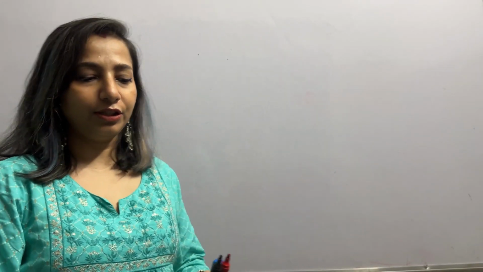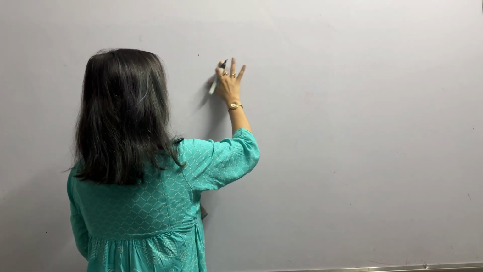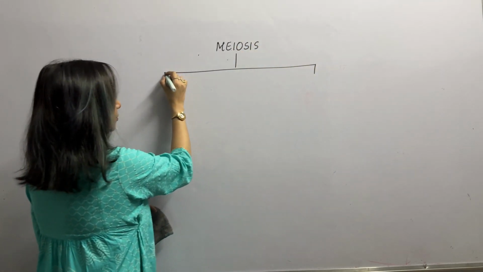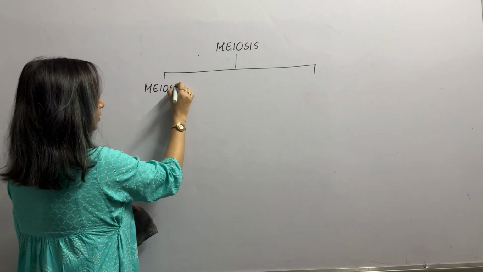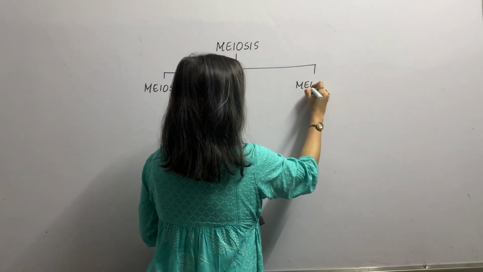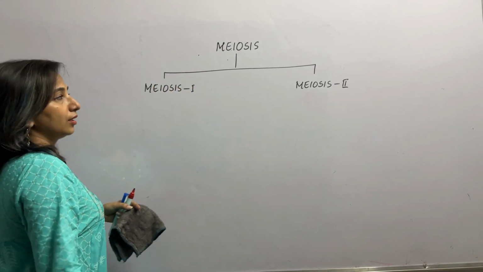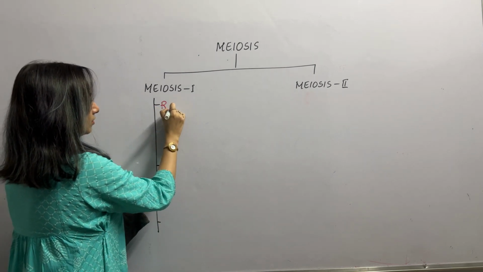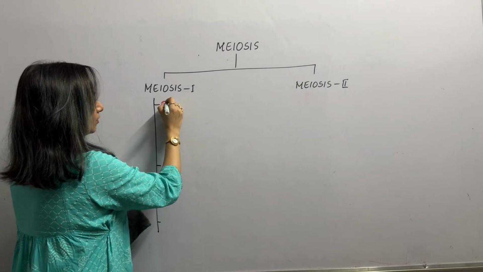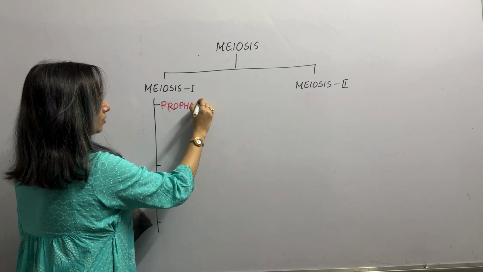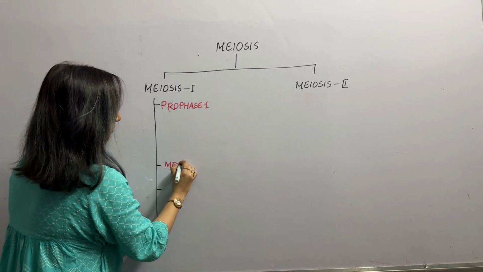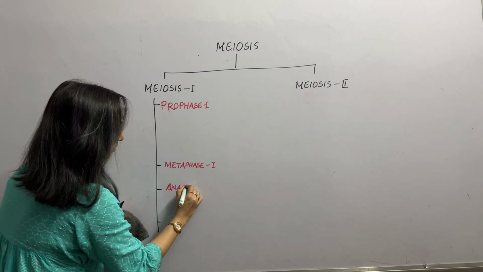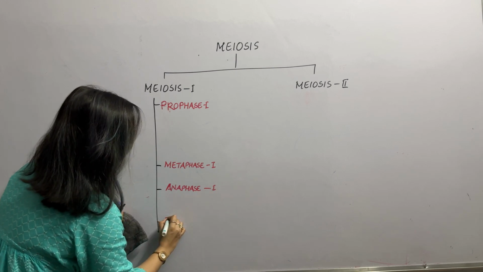So let us first have a word diagram, a schematic diagram. Meiosis is divided broadly into 2 major phases. One is meiosis 1, and the second is meiosis 2. Now meiosis 1 is further divided into some important subphases. These are prophase 1, metaphase 1, anaphase 1, and at the end telophase 1.